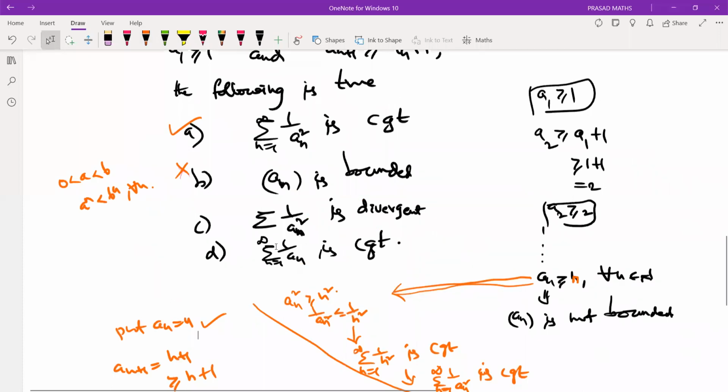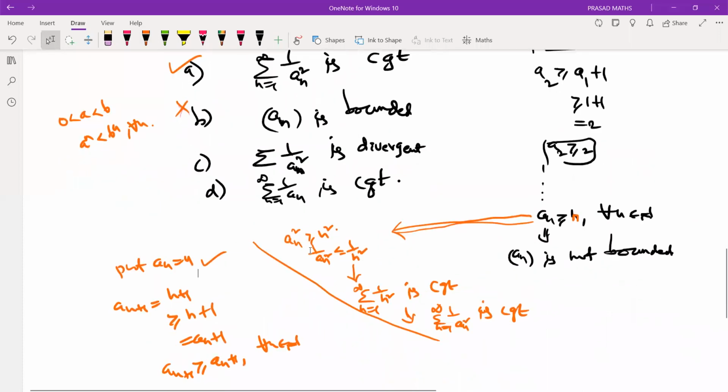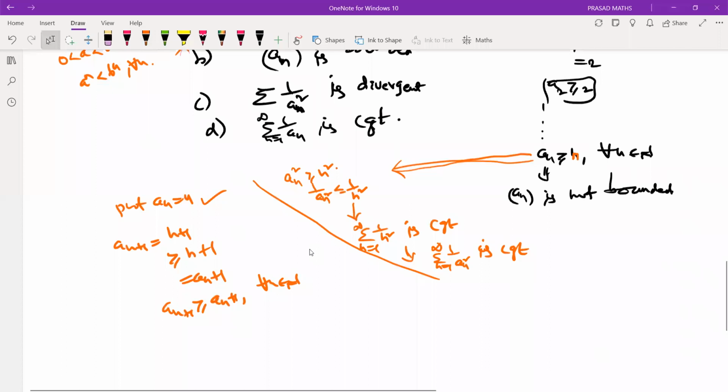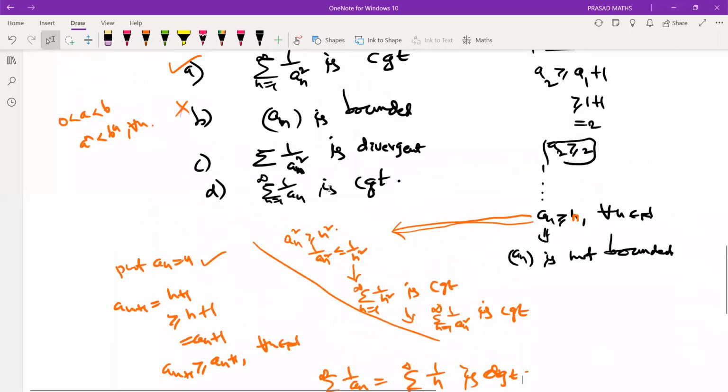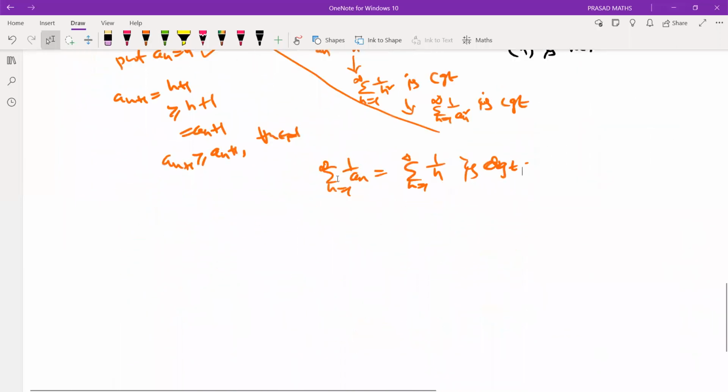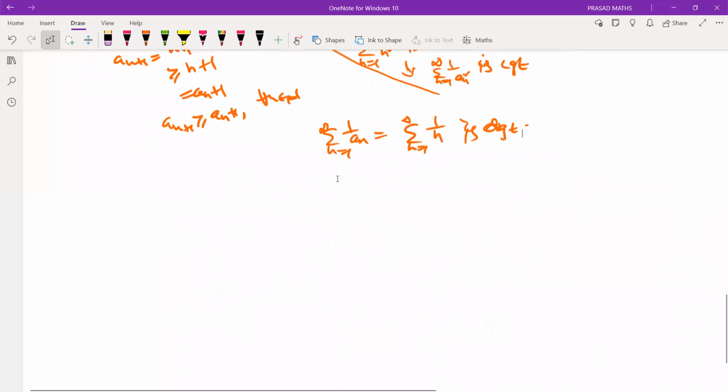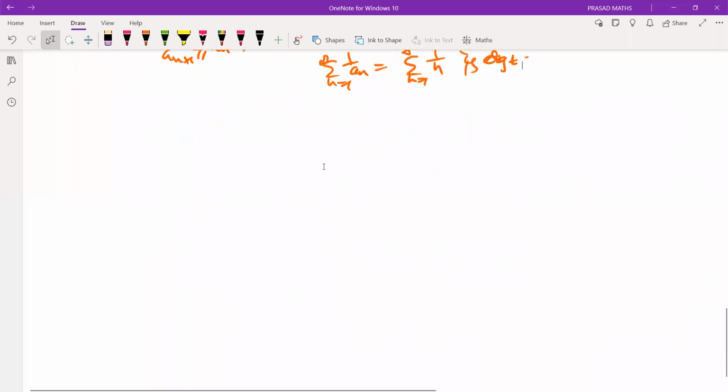Right? This summation 1 by a_n is convergent is wrong. Because summation 1 by a_n, what is a_n? It is n. So this is divergent by p test. You can take an example and counter it this way. You can do it that way also. There is no problem. Right? This is an interesting question. Next, third one.